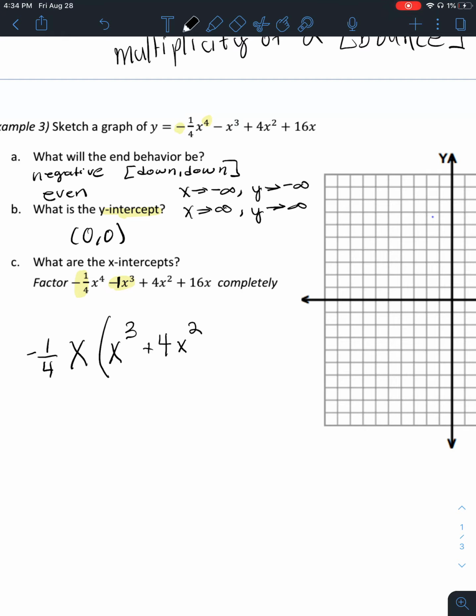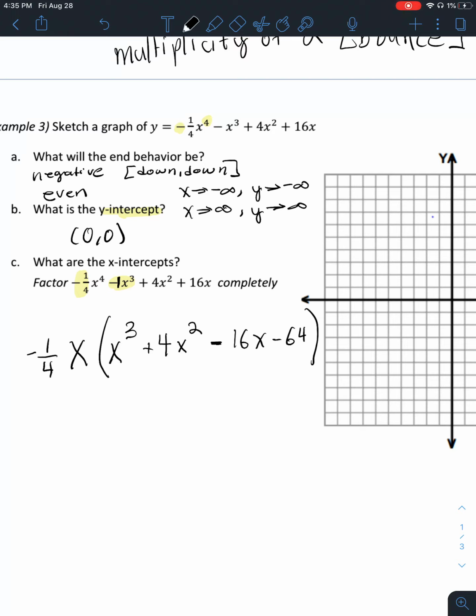Negative 1/4 x times what gives me 4x squared? Well, I know for sure it has to be negative. And I know the number has to be bigger because I'm multiplying by a fraction. So I'm going to go ahead and put a 16x here. Because if I do negative 16 times negative 1/4, I hope that you see that gives you a 4. And then negative 1/4 times what gives you 16? Well, once again, this also has to be a big number. So I'm going to say that this is 64.